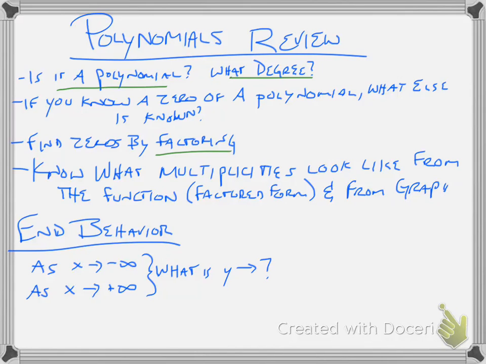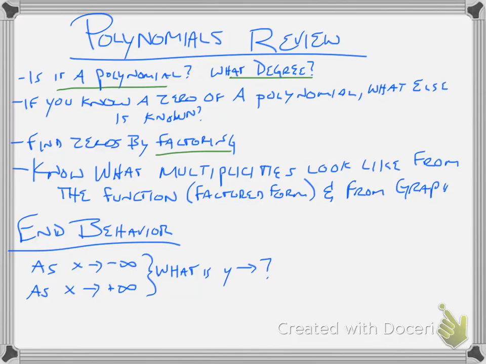Okay, be able to factor a polynomial. There's many ways. Factor out the GCF, factor the quadratic. You could factor by grouping. A lot of different ways to find the zeros by factoring.